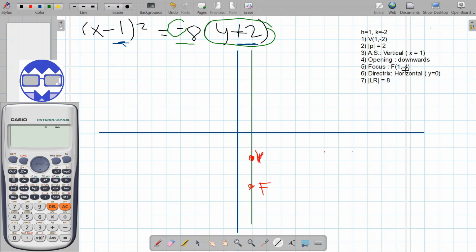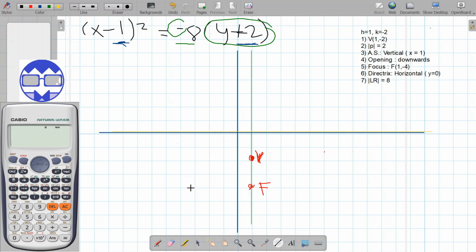Then our directrix is y equals 0. So where is y equals 0? It's actually here. In fact, y equals 0 is our x-axis. Let's make it yellow. Then our length of the latus rectum is 8.